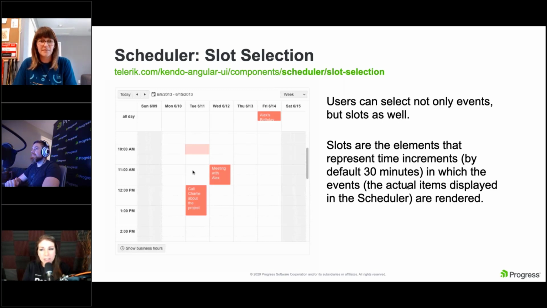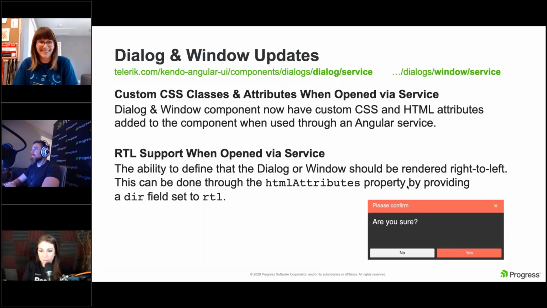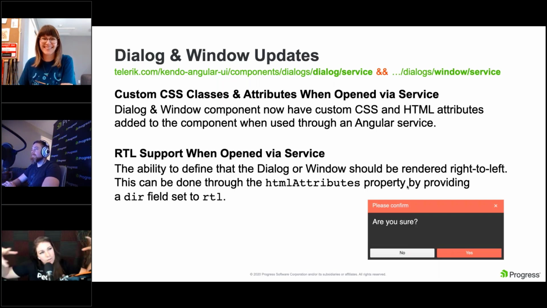This next one I bundled into two, so please forgive me if it's super confusing. I'll try to walk you through this. Essentially, both the dialog and the window got these updates. And so I was like, oh, I'll be super nifty and put it all in one. But maybe that's really confusing. So forgive me. But I have the link to both, /component/dialogs for the dialog service portion of our docs, and then also for the window service portion. We have custom CSS classes and attributes when opened via a service, and we have right to left support when opened via service. So Carl, did I make a mistake in bundling these two buddies?